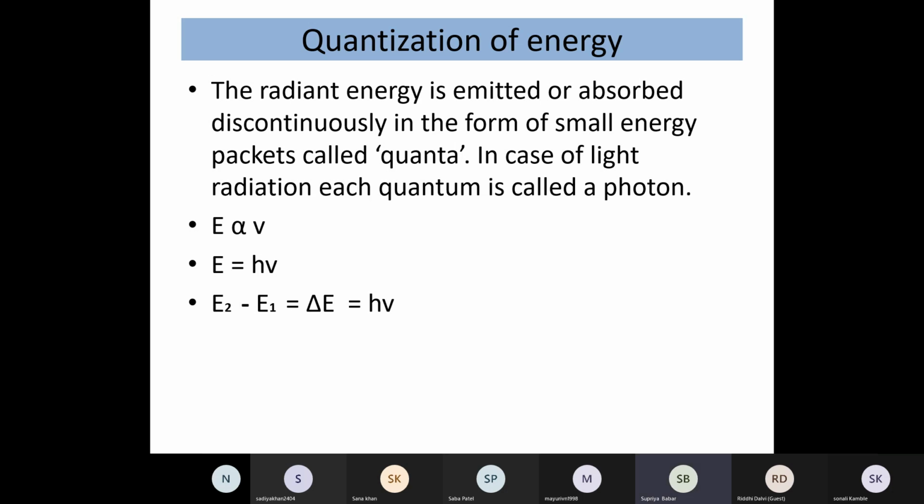What is a photon? In light radiation, each quantum is called a photon. And what is a quanta? The radiant energy emitted or absorbed discontinuously in the form of small energy packets is called quanta.